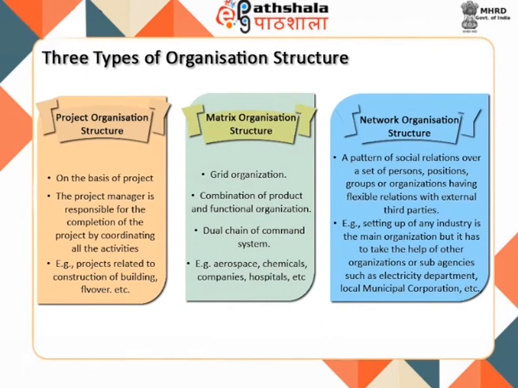Also, there is a need to understand the forms of organization structure. There are 3 types of organization structure: project organization, matrix organization, and network organization. 1. Project organization. In this structure, the organization is created on the basis of the project that the organization is proposed to handle and its related activities.